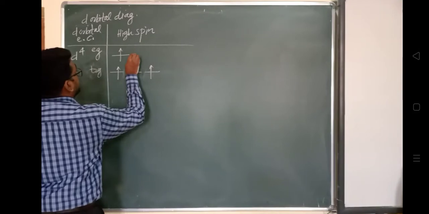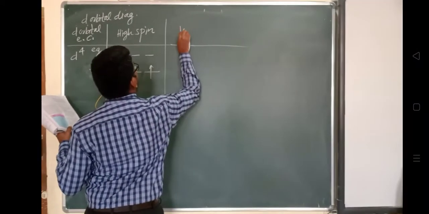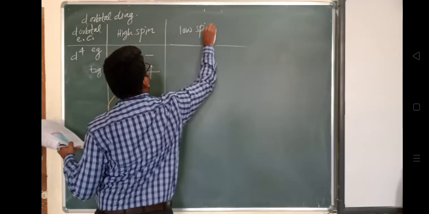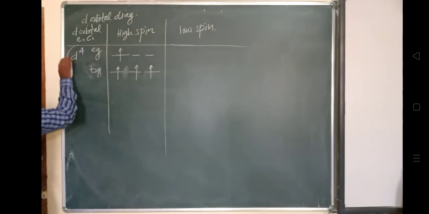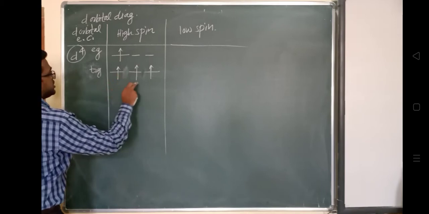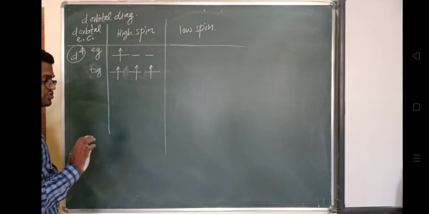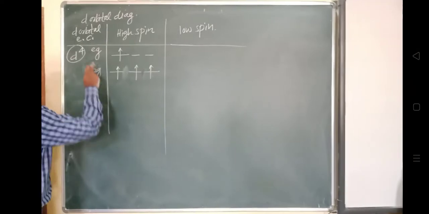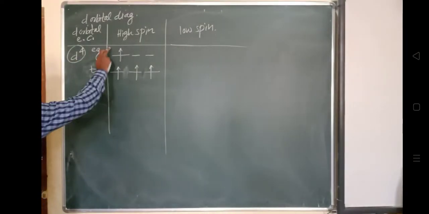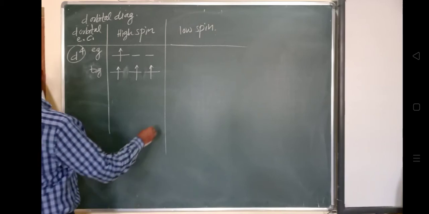See here, we'll draw this table, high spin and low spin. Right now, how many electrons are present in d4? In d4, 4 electrons will be present, out of which the first 3 electrons will be in the T2g orbital, because we know that T2g has lower energy as compared with the Eg. One goes up into Eg in case of high spin. But in case of low spin, what will happen?